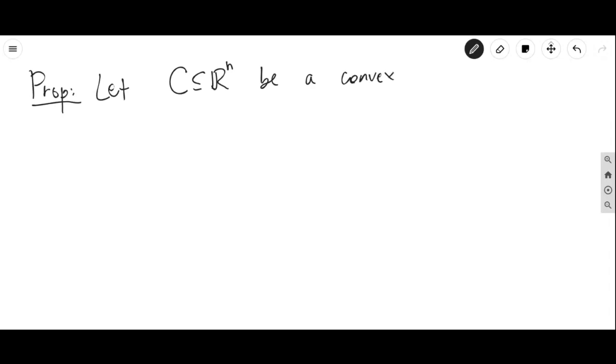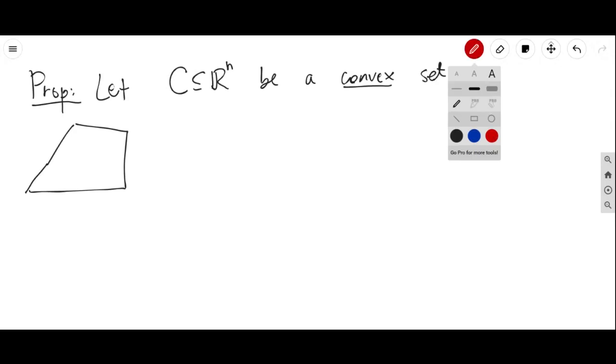Okay, so we know that homotopy is an equivalence relation. Now here's an interesting proposition. This is actually quite easy to prove. Proposition: let C in Rn be a convex set. So convex, to just quickly recall, something that looks like this. If you have any 2 points, the line between them always stays in the space. That's what it means to be convex.